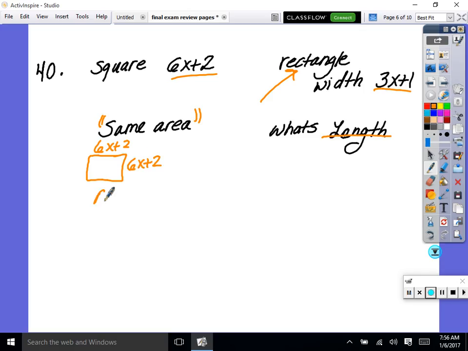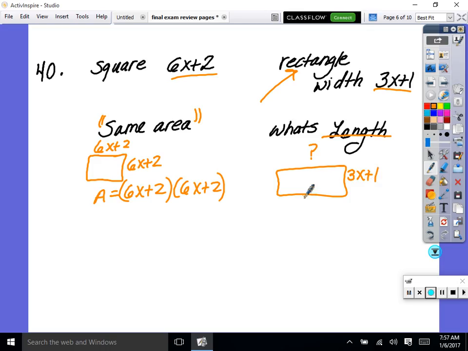So the area of this is 6x plus 2, length times width, times 6x plus 2. No need to multiply it out. Now our rectangle looks like this. Our width is 3x plus 1, and we're trying to find this. So our area for this will be length times width, so question mark times 3x plus 1.